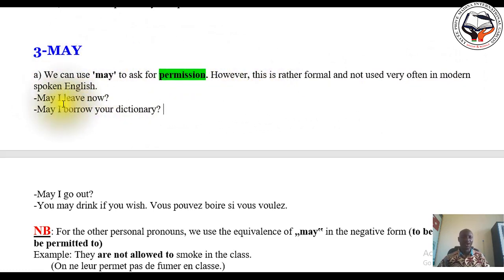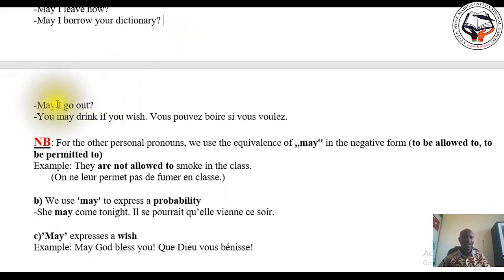May I leave now? You are asking for permission. I feel that this is more formal. May I borrow your dictionary? You are asking for permission. May I go out? You're in class, you want to go out, you want to go to the toilet, you can use this. May I go out?